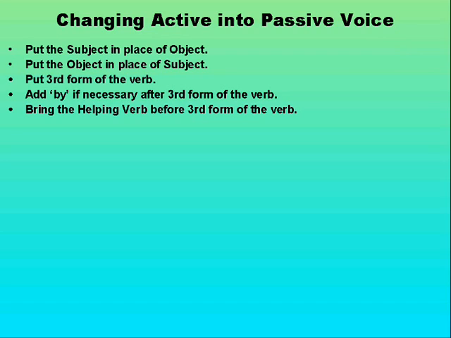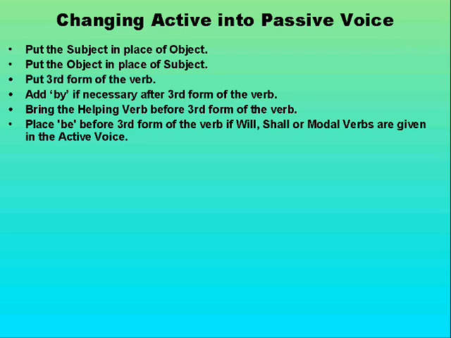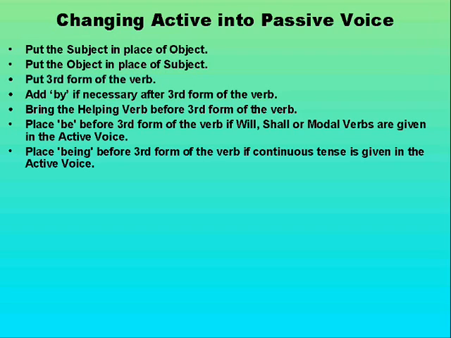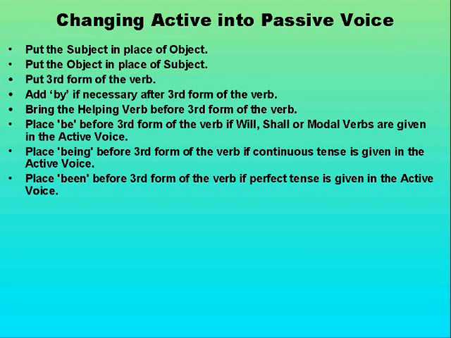Some important points: place "be" before the third form of the verb if will, shall or modal verbs are given in the active voice. Place "being" before the third form of the verb if continuous tense is given in the active voice. And place the "be" verb before the third form of the verb if present tense or perfect tense is given in the active voice. We'll elaborate this with an example, and before that some more changes.